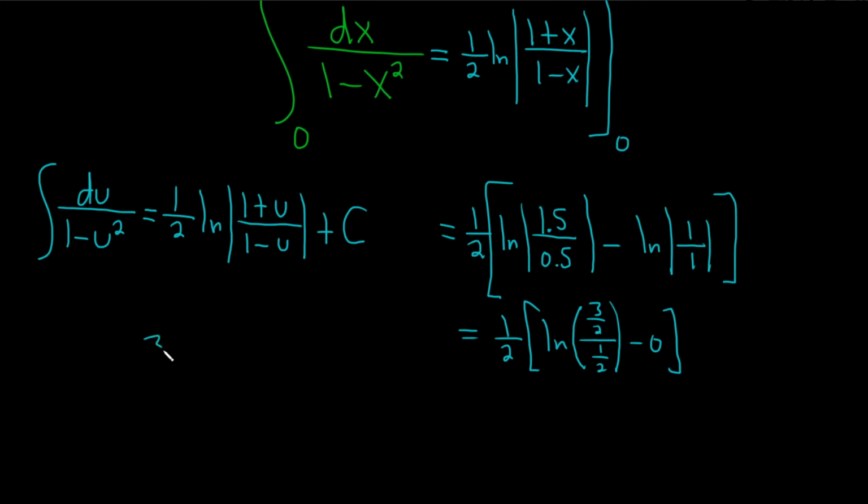You have, let me do it over here, 3/2 divided by 1/2. That's really 3/2 times 2 over 1, right? These are both in parentheses. Division is multiplication by the reciprocal, so you just get 3. So this is just 1/2 natural log of 3. That should be the answer.